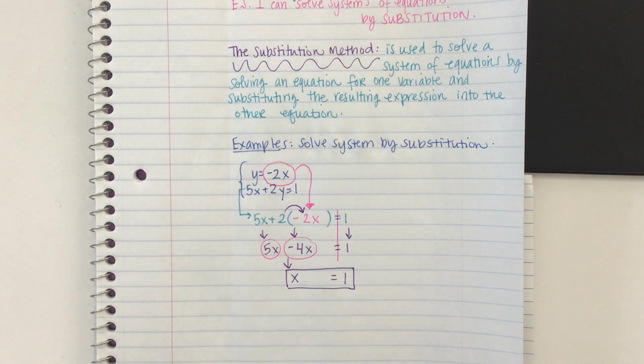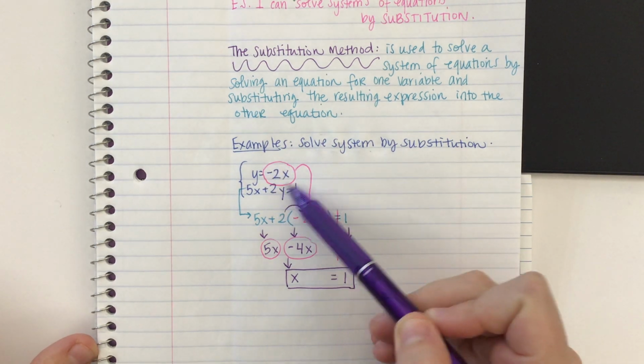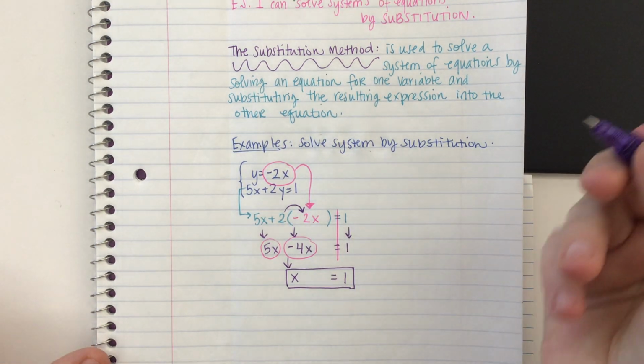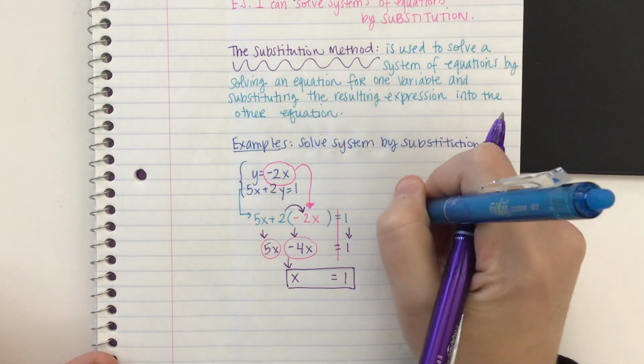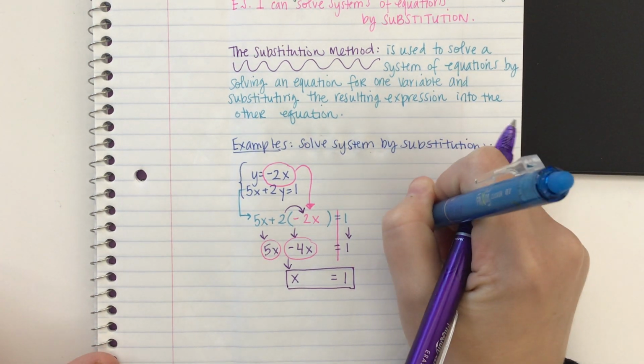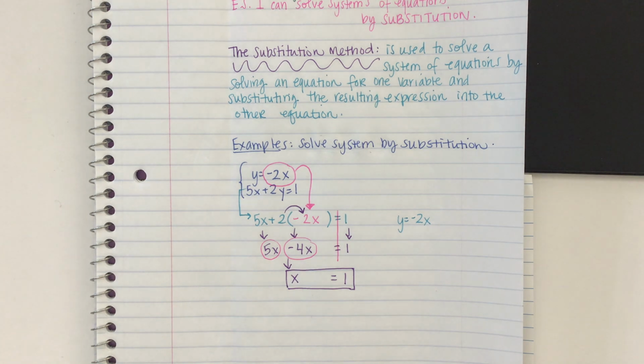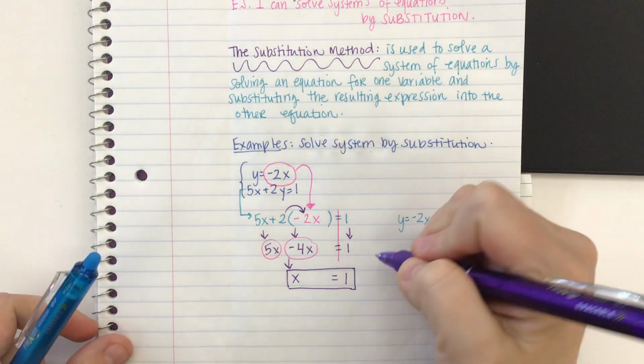So how do we get the second part of our answer? Well, we take the equation which we circled. So we circled this equation right here, and we're going to write it down. So let me go ahead and write it down. Y equals negative 2x. And we just found that x equals 1.